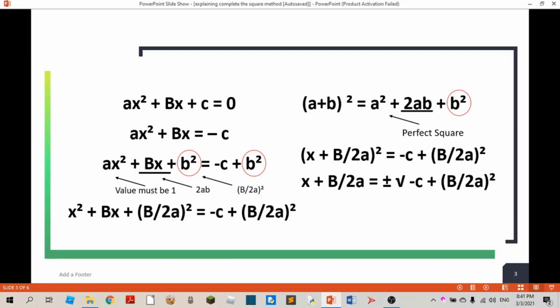We can factor it further by square root. So we will remove the square on the left side and add a root on the right side. Since it is a root, there will be two answers, one negative and one positive. We will put a plus minus symbol to note it. Lastly, we can move big B divided by 2a from the left side to the right side, and that will give us x is equal to plus minus the root of negative c plus big B divided by 2a with the power of 2, minus big B divided by 2a. I know it might be confusing by just showing the algebra, so I will show you the examples in the following slide.